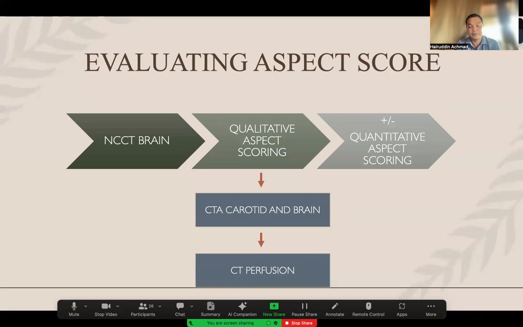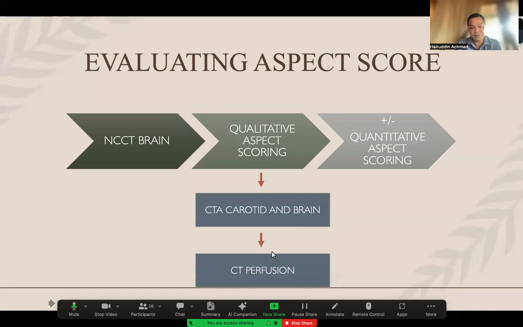We're not that lucky to have all centers with this quantitative scoring, and even where you have it, the software is not well established, not universally accepted. After performing that, it is highly recommended to have a CTA and CT brain as part of your CT protocol to assess in the acute ischemic stroke setting. So non-contrast CT brain and CTA should always come together. And if you have the luxury of performing CT perfusion, that's even better.